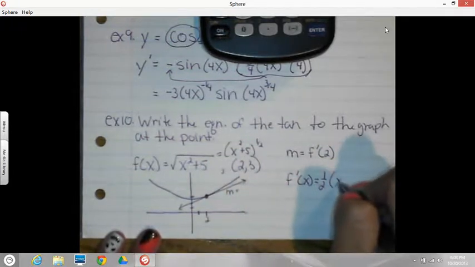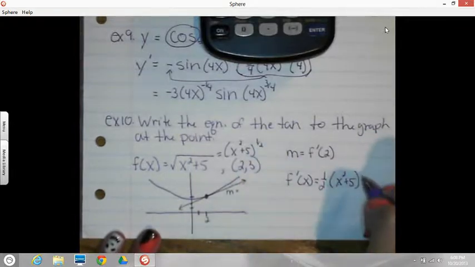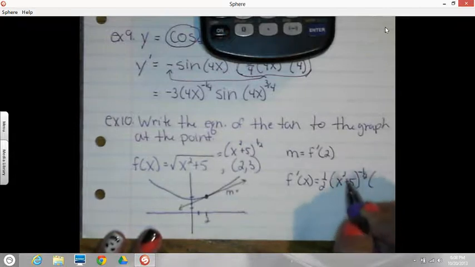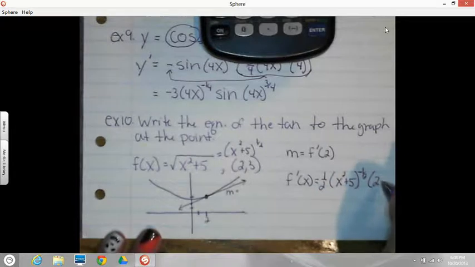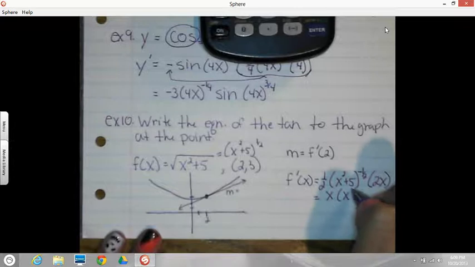x squared plus 5 to the, if I subtract 2 over 2, I'll get negative 1/2. Inside, I've got an x squared, so the derivative is 2x. Derivative of 5 goes to 0. Just simplifying, bringing this to the front, because the 1/2 times the 2 does simplify down to 1. x times x squared plus 5 to the negative 1/2.